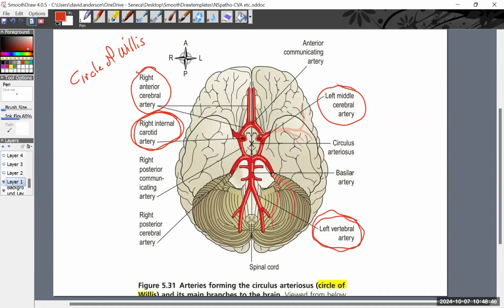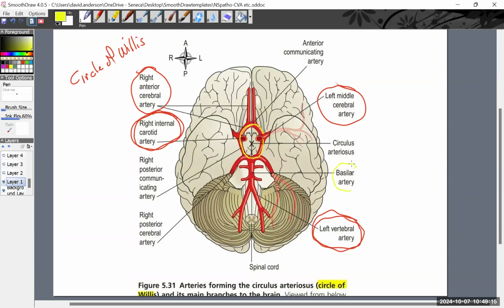Okay, and the branches that come off, let's show the circle. The circle is going to be formed from branches that are described coming off of both the internal carotid artery and the vertebral artery. Then we have our posterior cerebral arteries that are a combination of branching from the internal carotid and the vertebral arteries.